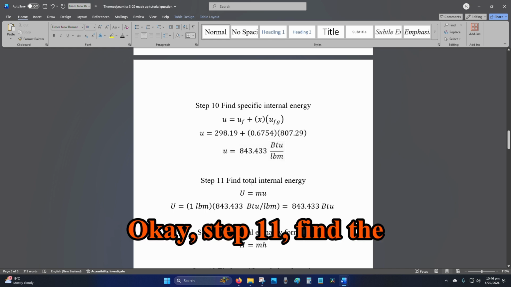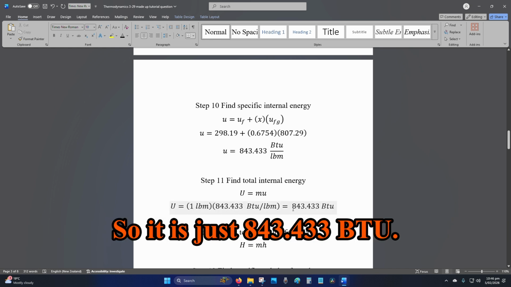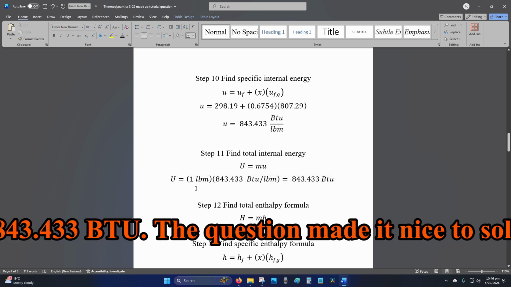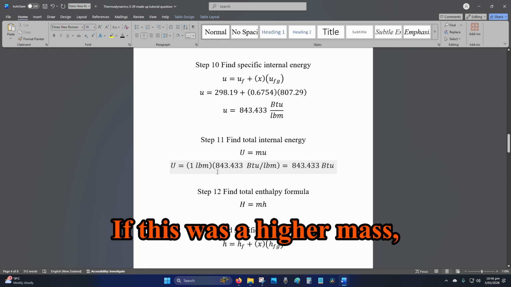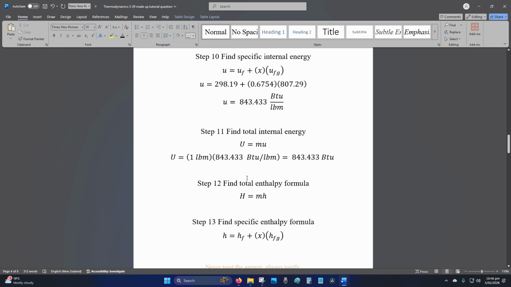Okay, step 11, find the total internal energy. So 1 pound mass multiplied by 843.433 BTU per lbm. So it is just 843.433 BTU. Okay, so the question made it nice to solve. If this was a higher mass, you just multiply the different mass with the specific internal energy.